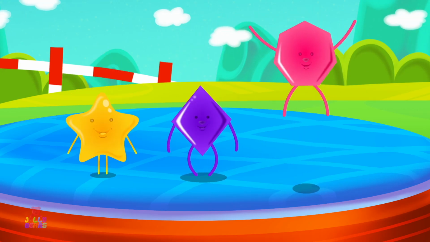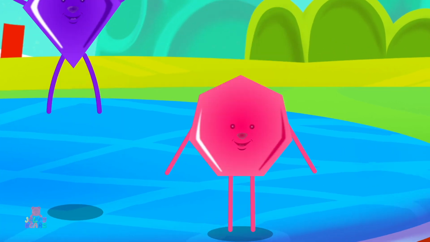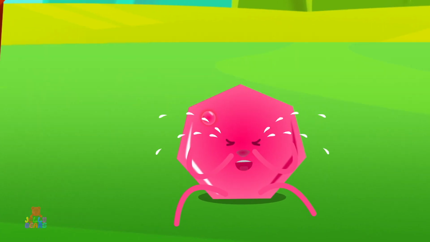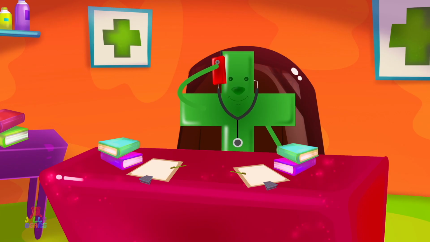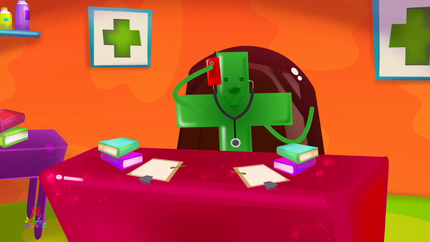Three little shapes jumping on the bed. Octagon fell off and bumped his head. Diamond called the doctor and the doctor said, no more shapes jumping on the bed.